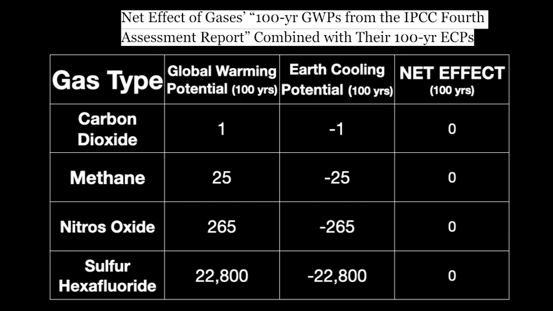So if we look at carbon dioxide, it's given a 1. That's the baseline. Methane is 25 times the 1. Nitrous oxide is 265 times the 1. Sulfur hexafluoride is 22,800 times the 1. So the IPCC says that the global warming potential over 100 years is 22,800 times the carbon dioxide if it's sulfur hexafluoride.